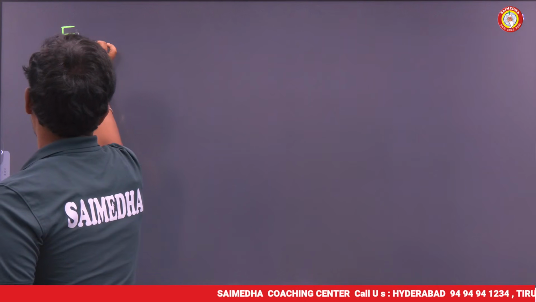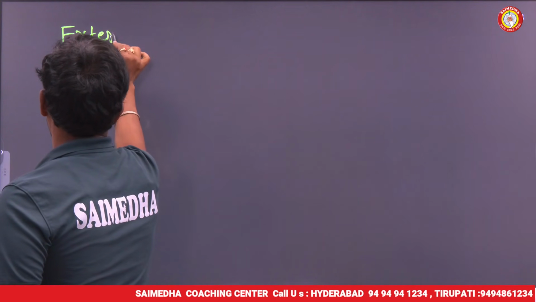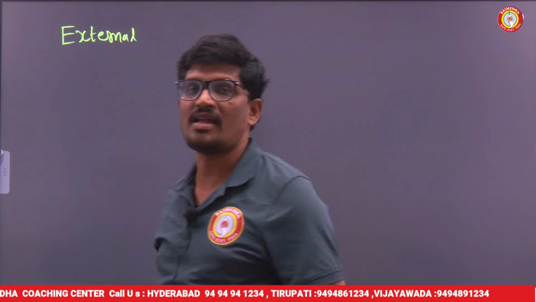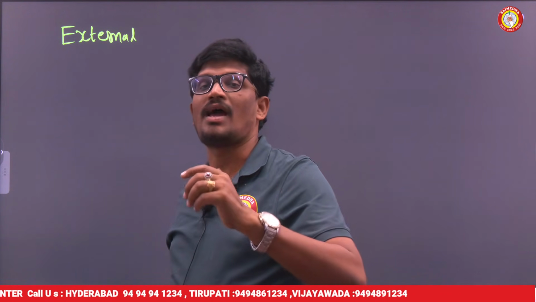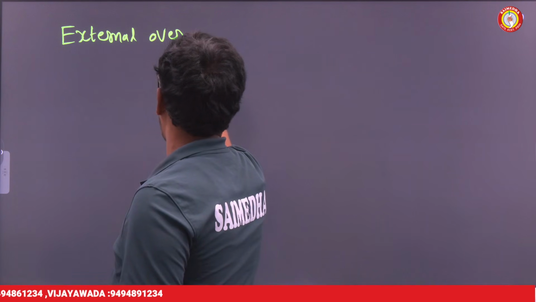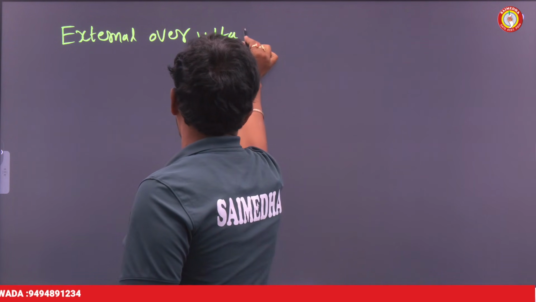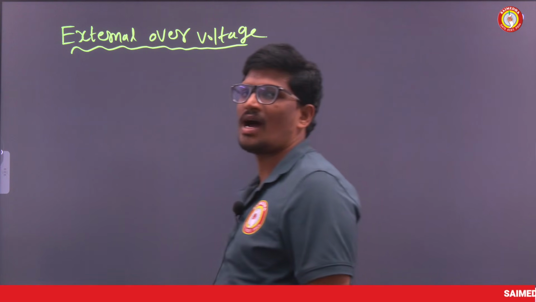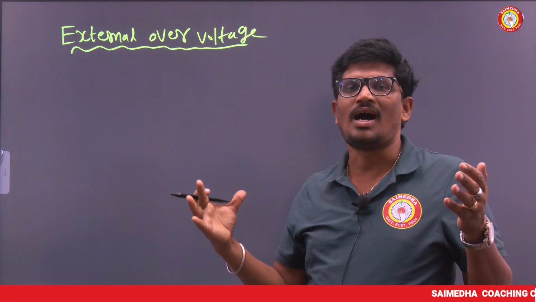What is the function of a lightning arrestor? A lightning arrestor is a protective device to protect the line from external over voltages. Let me discuss one by one. Mostly this external over voltage occurs due to clouds.